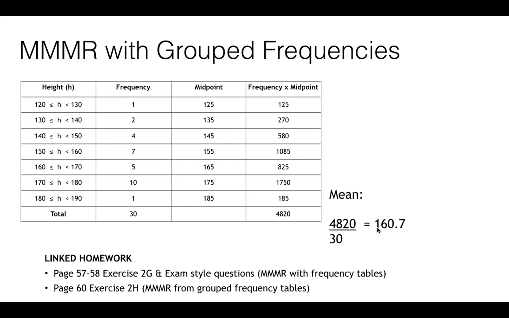Okay, so what you need to do now is pause the video and try pages 57 to 58, exercise 2G with the exam style questions at the end, and page 60, exercise 2H, both of which will give you practice with the mean, median, mode and range with frequency tables, regular ones, and grouped frequency tables as well.